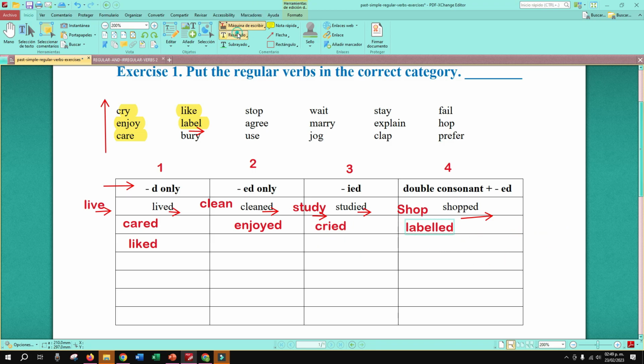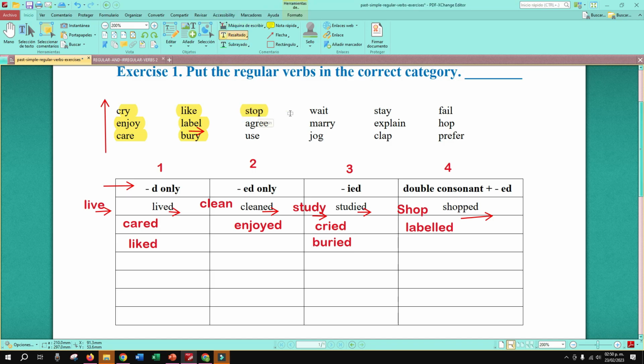Okay. Let's see bury. What about bury? What do you think about that one? Bury. Three? Yes, that is in three, right? Buried. It has this consonant and Y. So you need to change the Y to I and add ED. Excellent. Buried.